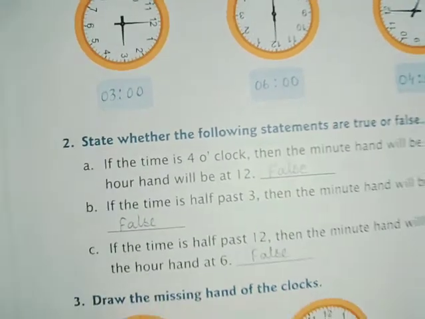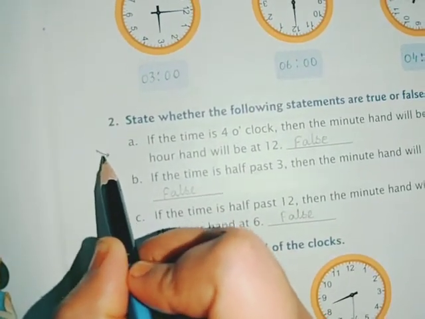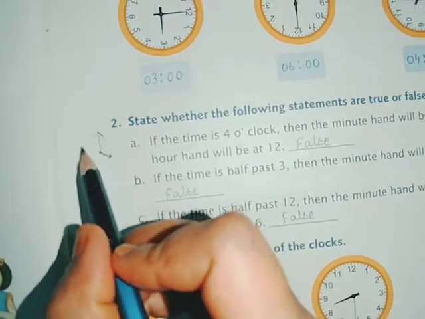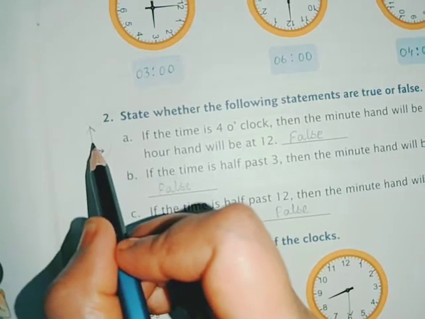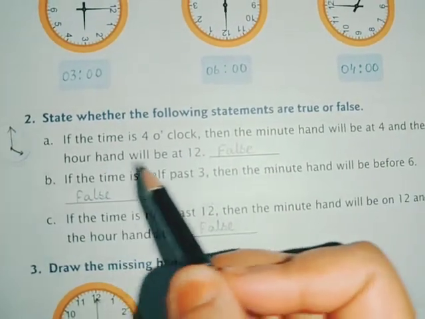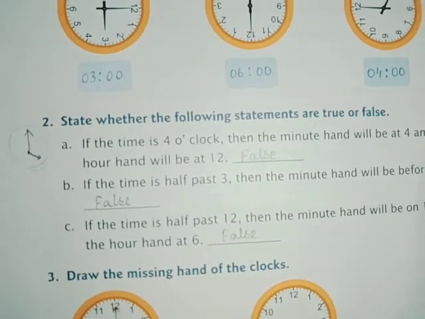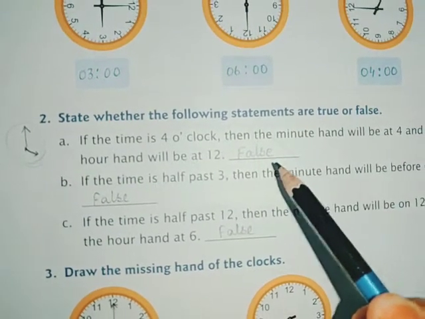When the time will be 4 o'clock, the hour hand will be pointing towards 4 and the minute hand will be pointing towards 12, isn't it? When we imagine a clock, we imagine that the hour hand will be at 4 and the minute hand will be at 12. Now what is given here is, then the minute hand will be at 4 and the hour hand will be at 12. So it is written something opposite of what we have learned so far. This means the sentence given is a false sentence.